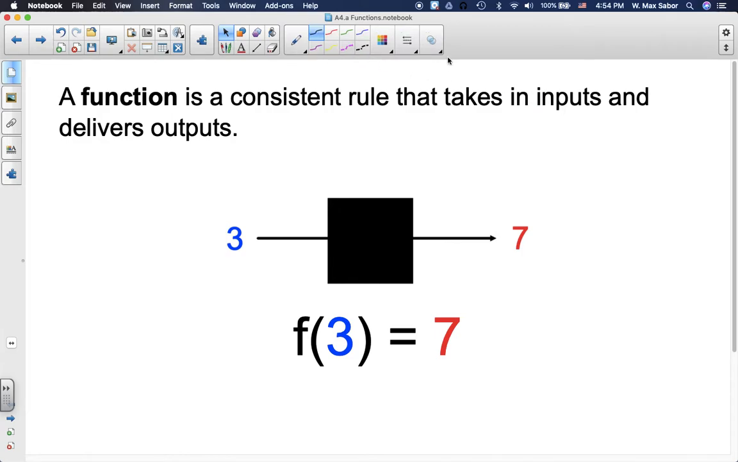The inputs are all in blue on this page, and the outputs... f of 3 is the same thing as saying the output, when you put 3 through the function named f, it gives you 7. There are plenty of examples, and I'll show you a bunch of examples of functions.